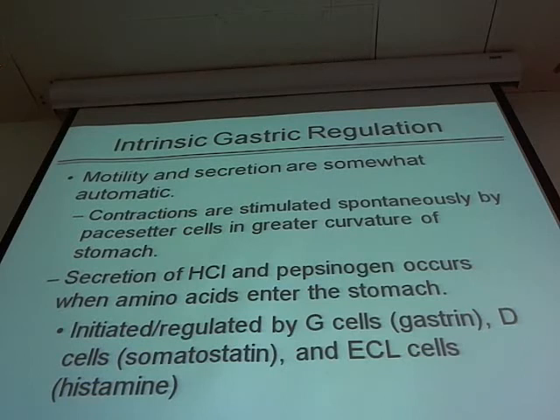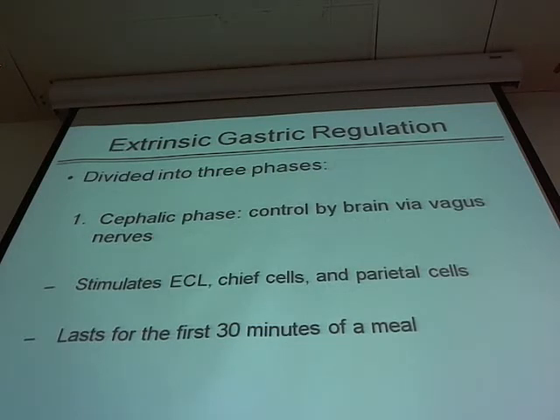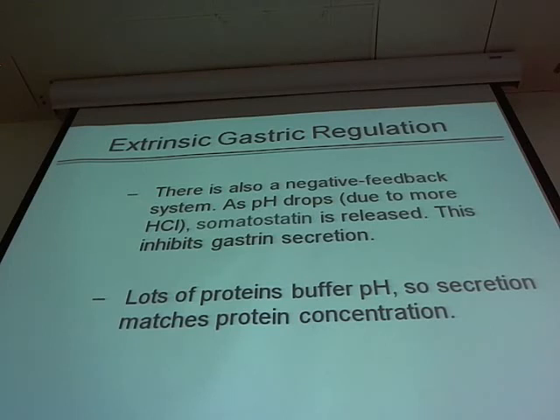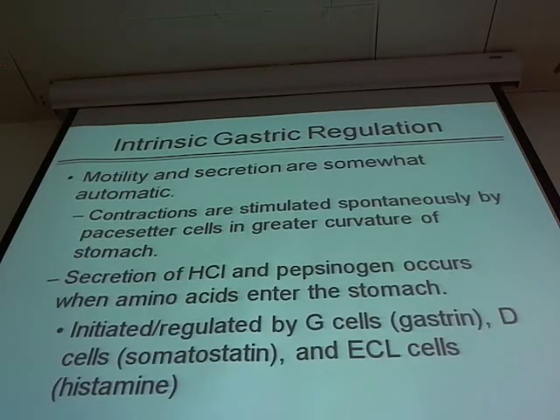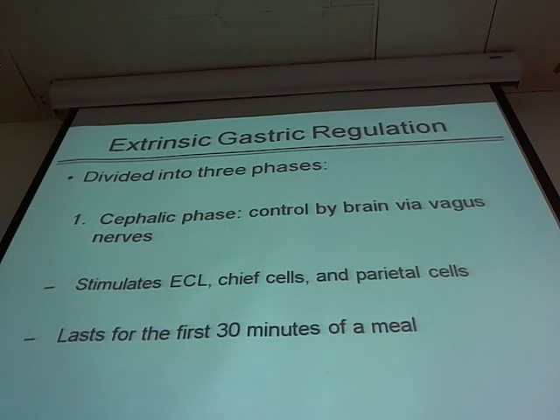Intestinal, but you're not going into the G cells, D cells, and ECL cells. Keep moving. Extrinsic is controlled by the brain via the vagus nerve. Cephalic: sight, smell, taste. And then gastric is the secretion of stomach juice, from the G cells, gastrin. And HCl and pepsinogen when they sense the amino acid.